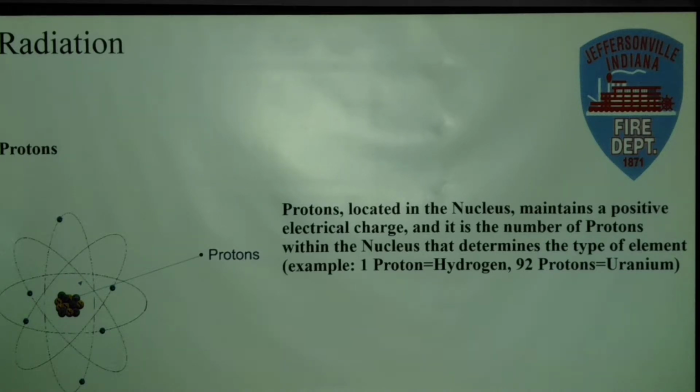When we talk about protons, again, protons are located within the nucleus of the atom and maintain a positive electric charge. It is the number of protons within a nucleus that determines what type of element that atom is going to be. Example would be, if you have one proton within the nucleus, you have hydrogen. Whereas if you have 92 protons within a nucleus, you will have uranium.